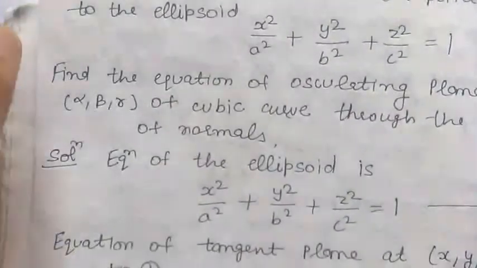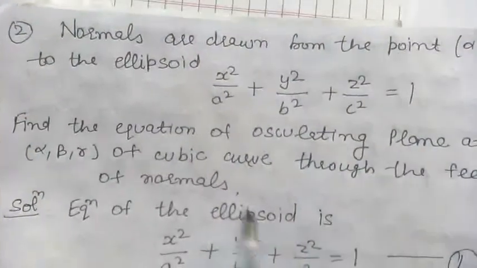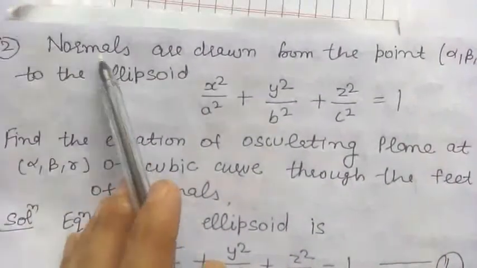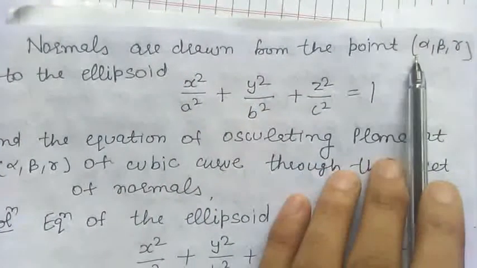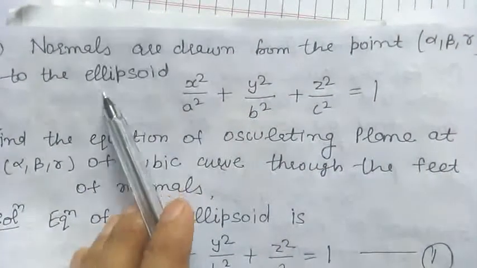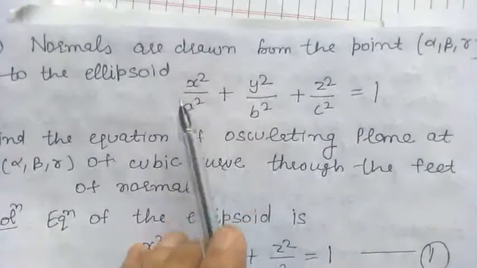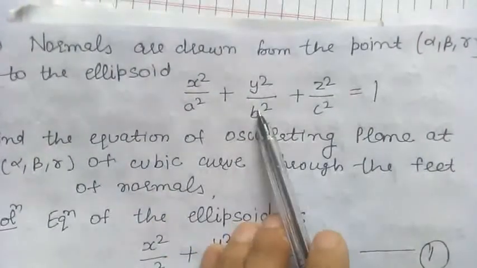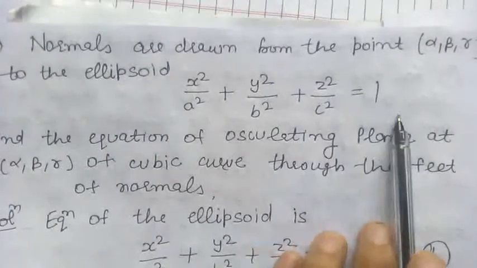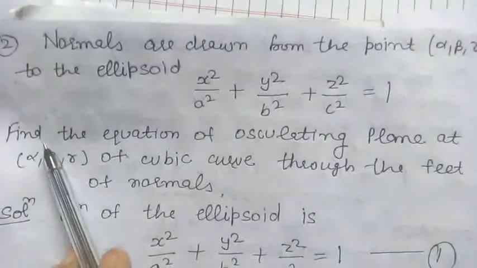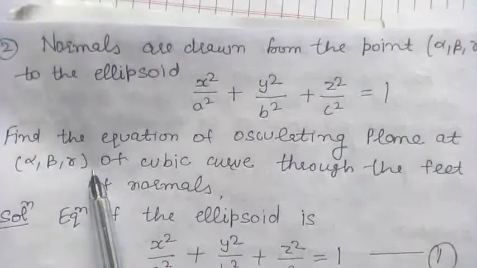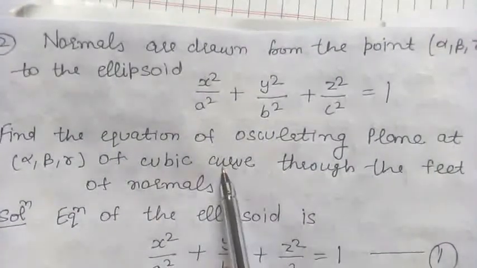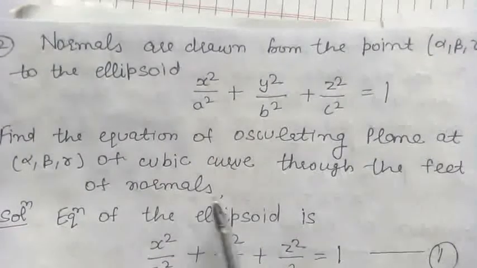Now let us discuss another problem based on it. Now the second problem is: normals are drawn from the point alpha, beta, gamma to the ellipsoid. The equation of ellipsoid is given: x square upon a square plus y square upon b square plus z square upon c square is equal to 1. We are to find the equation of osculating plane at the given point alpha, beta, gamma of the cubic curve which is through the feet of the normals.